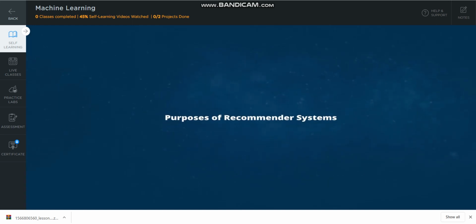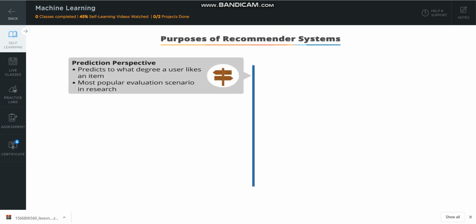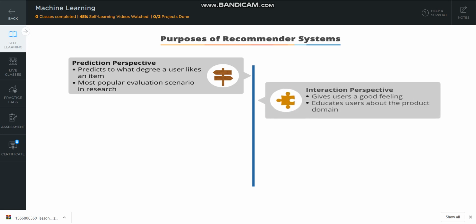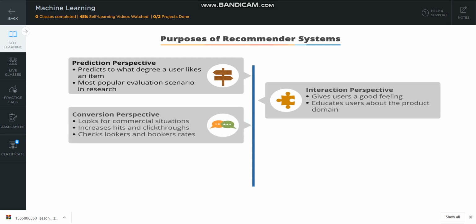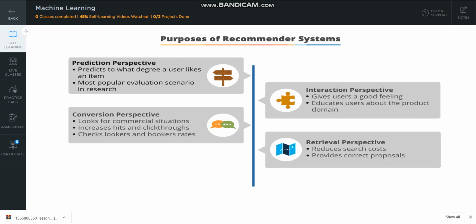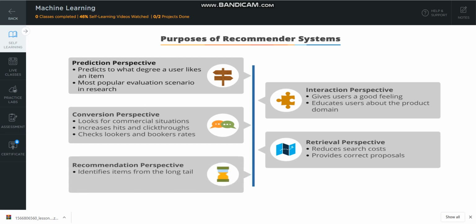Let's understand the purposes of a recommender system. Prediction perspective. It predicts to what degree a user likes an item. It is the most popular evaluation scenario in research. Interaction perspective. It educates users about the product domain. Conversion perspective. It looks for commercial situations, such as increase in hits and click-through, and also checks lookers' and bookers' rate. Retrieval perspective. It reduces user search cost and effort by providing correct proposals or recommendations. Recommendation perspective. It identifies items from the long tail where users don't know about their existence.